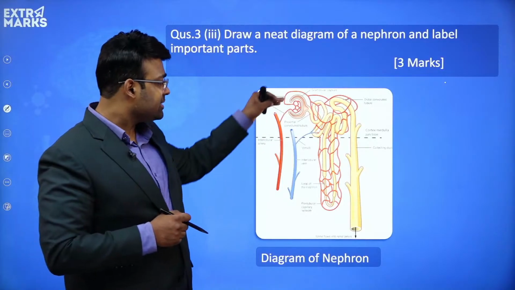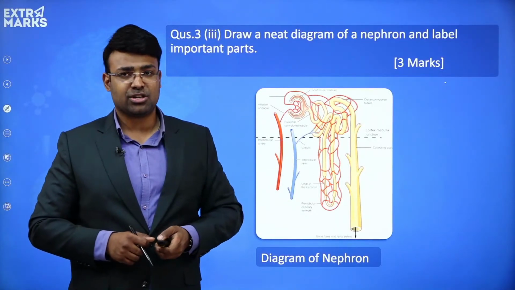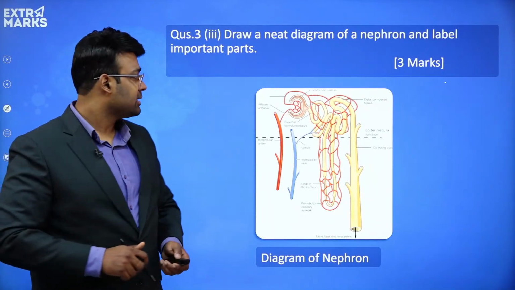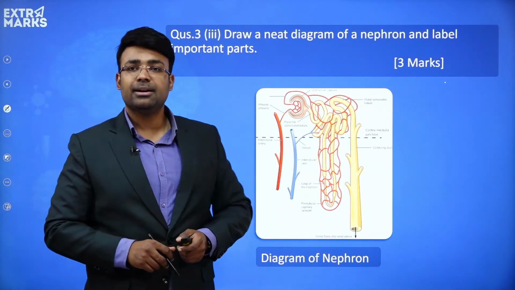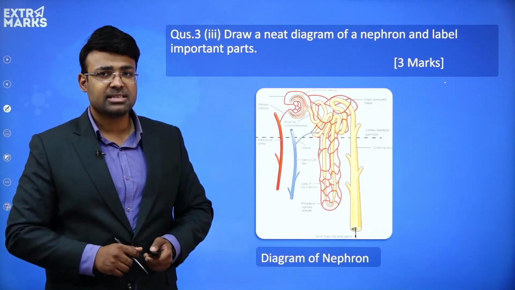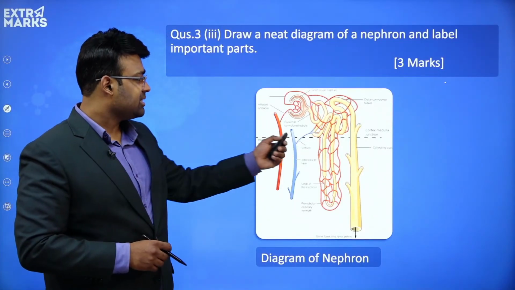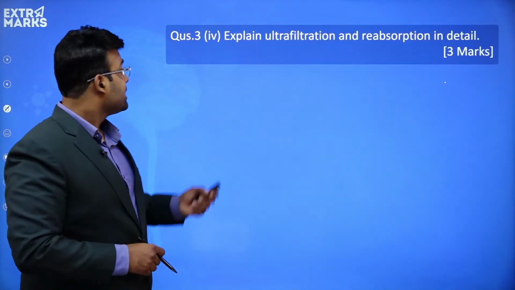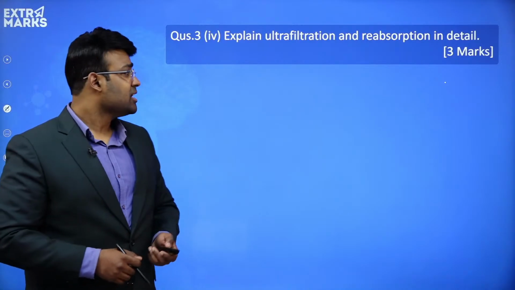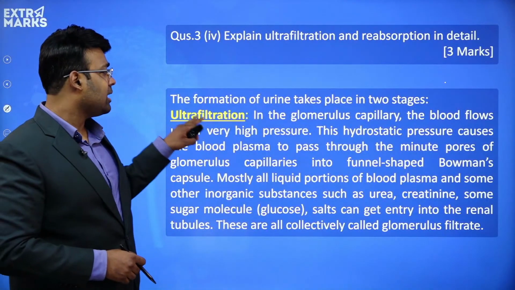Alright, and this is the reason such a tubular structure is found in the nephron. Clear? So this is the structure of the nephron. Let's discuss this in more detail in the upcoming questions. Okay, so this is about the nephron. Then explain ultrafiltration and reabsorption, as I have said, we will discuss. So here you can see, everyone, ultrafiltration.